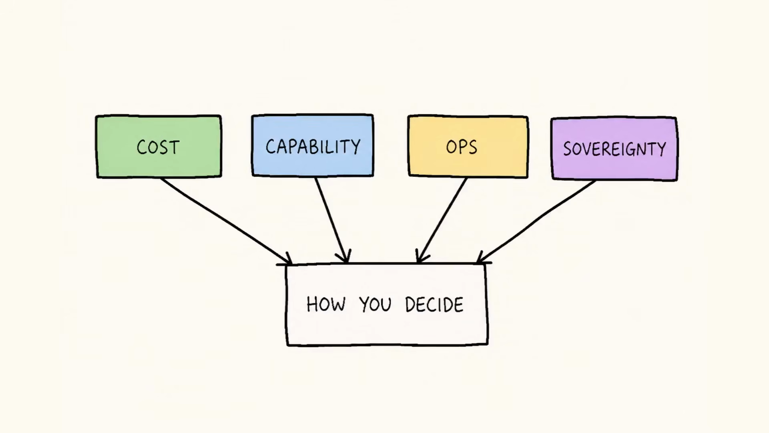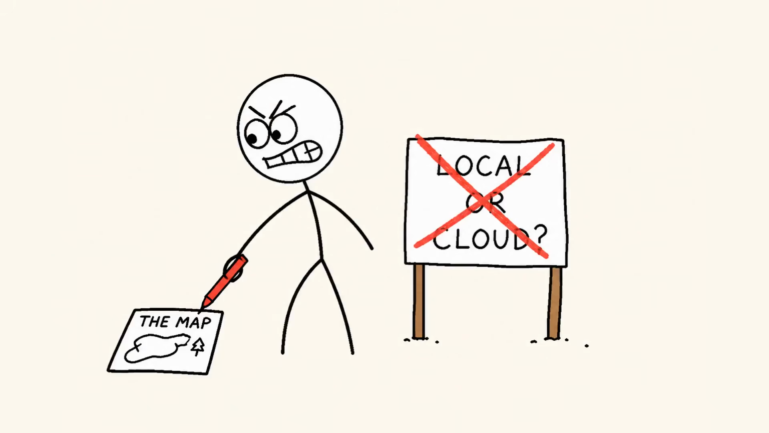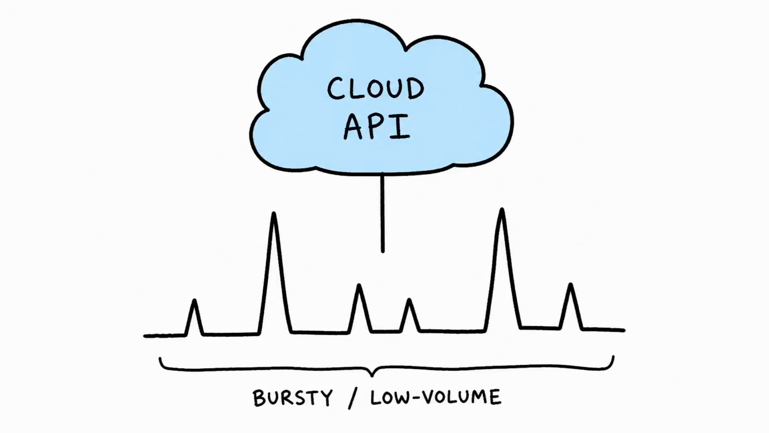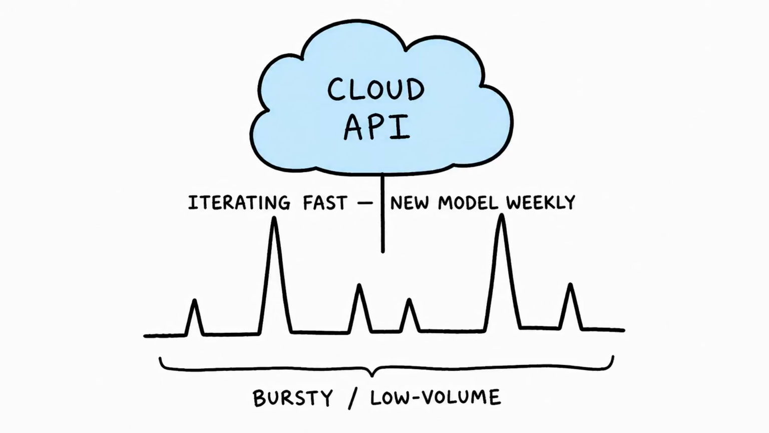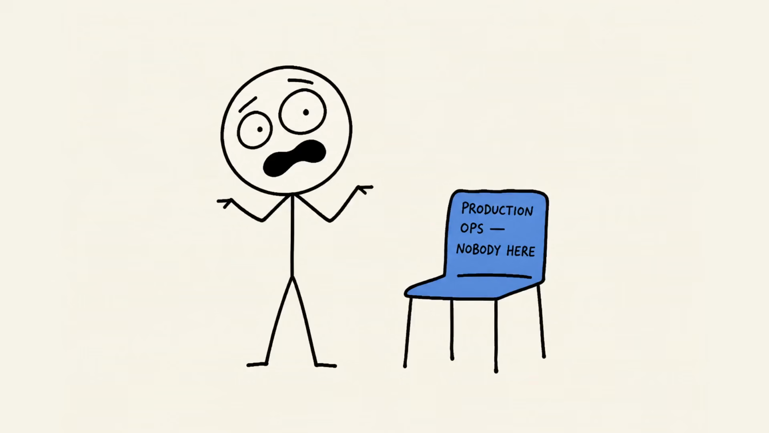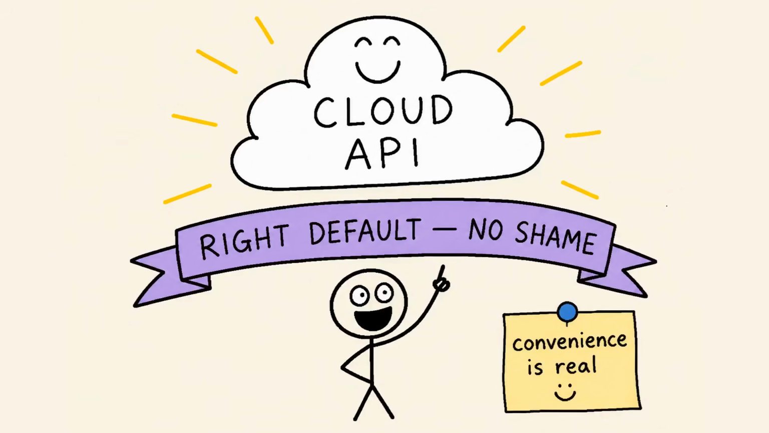So with all 4 axes on the table now, cost, capability, ops, and sovereignty, here's how you actually decide. Don't ask local or cloud. Ask where your specific workload sits on the map, and honestly, the answer just falls out. Call the cloud API if your traffic is bursty or low volume, if you're still iterating fast and changing models weekly, if you need the absolute top of the frontier for creative or hard reasoning work, or if you just don't have anyone to own production ops. For most people starting out, that's still the right default, and there's no shame in it. The convenience is real, and you're not yet paying enough for it to matter.